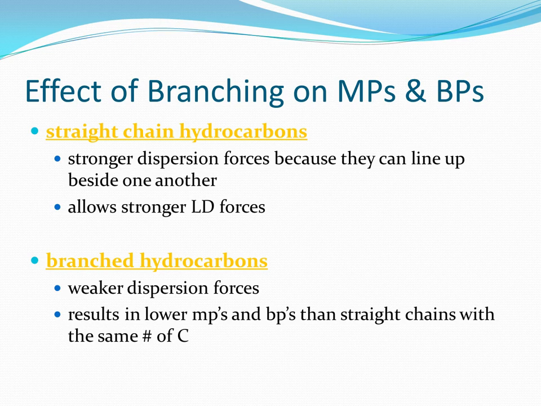The amount of branching on a hydrocarbon can also affect the melting and boiling points. Straight chain hydrocarbons have stronger dispersion forces and therefore have higher melting and boiling points. Branched hydrocarbons have weaker dispersion forces and therefore lower melting and boiling points.